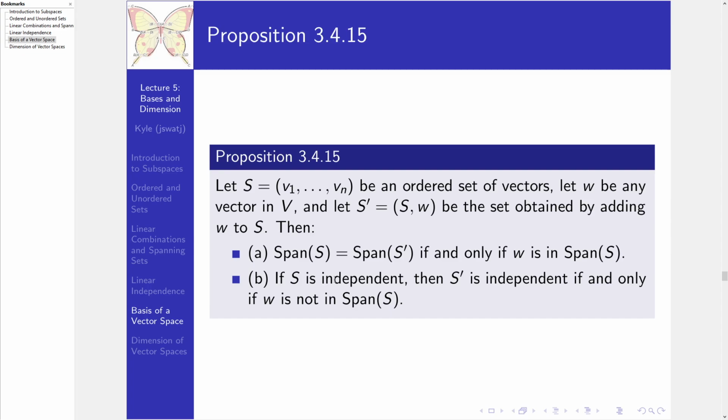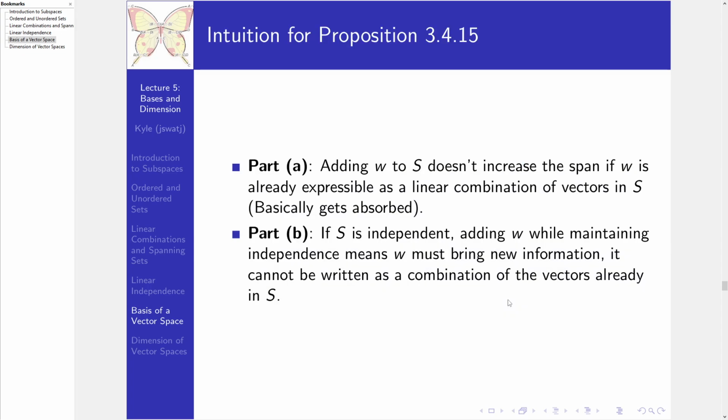Because if it is in the spanning set, then we could rewrite it in terms of other vectors that are already in the set, and so it wouldn't be independent anymore. I think I gave some intuition behind this. That's basically what I explained. It gets absorbed into the spanning set in part A. And then in part B, it can't be written as a combination that already exists in S.